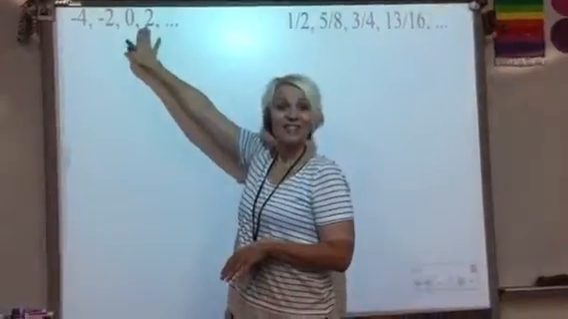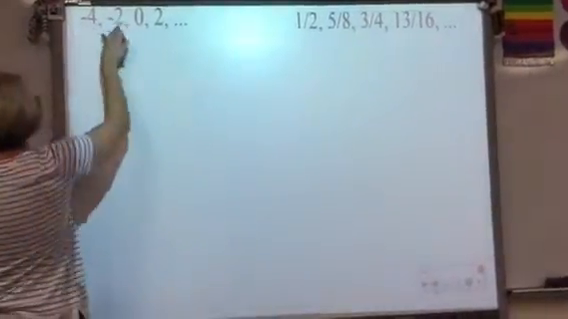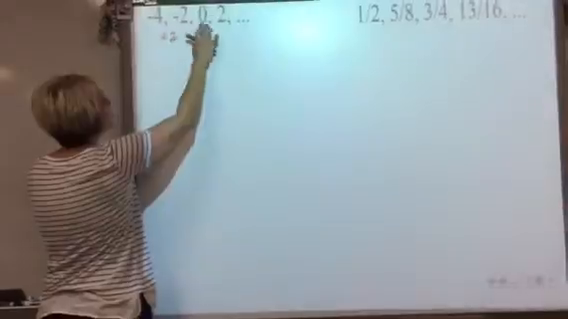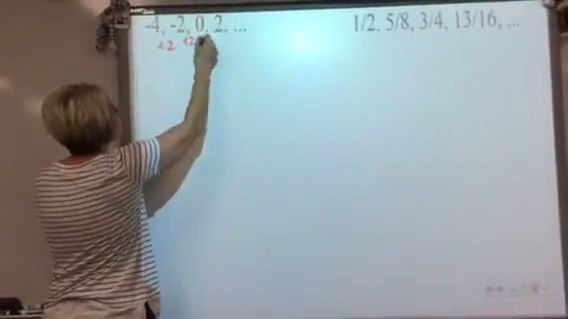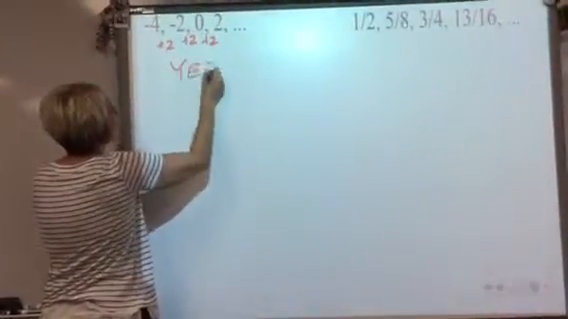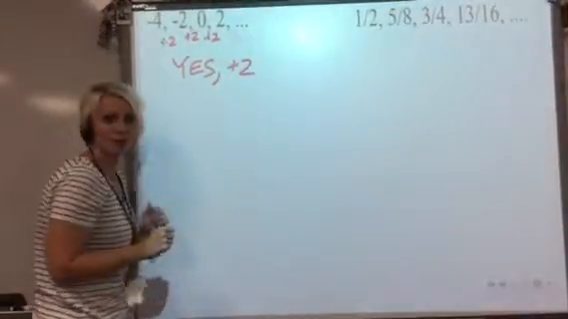Let's check this one. It looks like from here to here is a plus 2, from here to here is a plus 2, from here to here is a plus 2. So we would say yes, and it's plus 2.